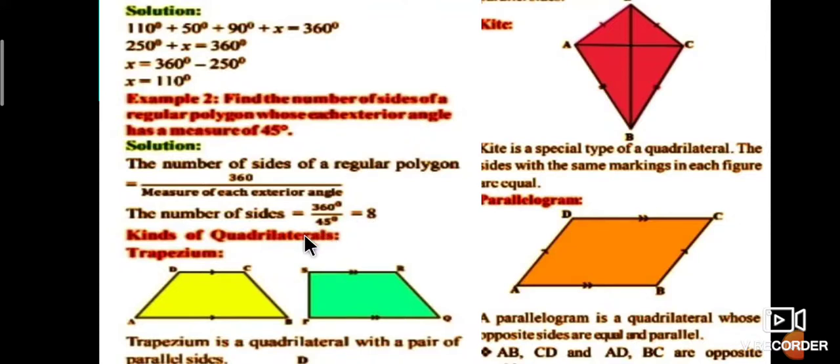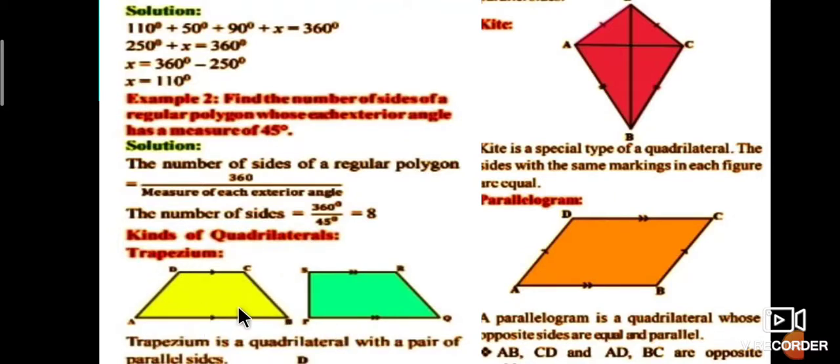Next, kinds of quadrilaterals. Dear students, after the two examples, we will study kinds of quadrilaterals. First one is the trapezium. What is a trapezium? Observe this figure. It is a quadrilateral.